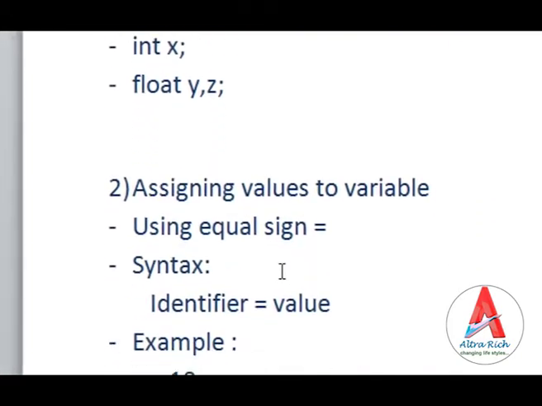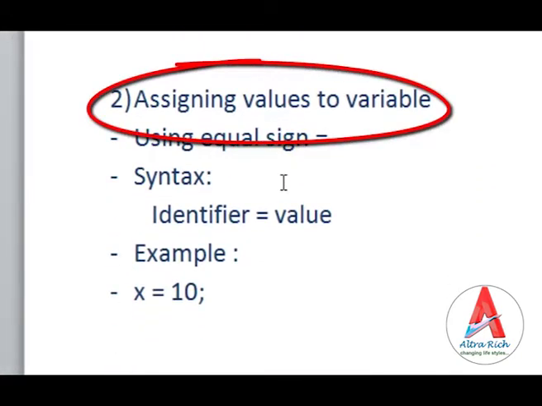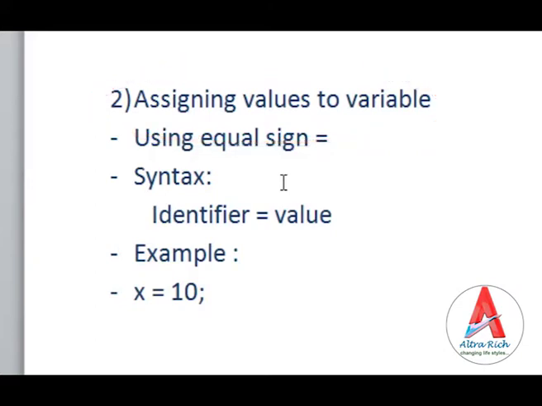Next, assigning values to a variable. Assigning a variable means assigning values to the declared variable using the equal sign. This is the syntax for assigning a variable: identifier is equal to value. Here, identifier means a variable which is already declared. This is an example of assigning values to a variable. Here, the value 10 is assigned to the variable.